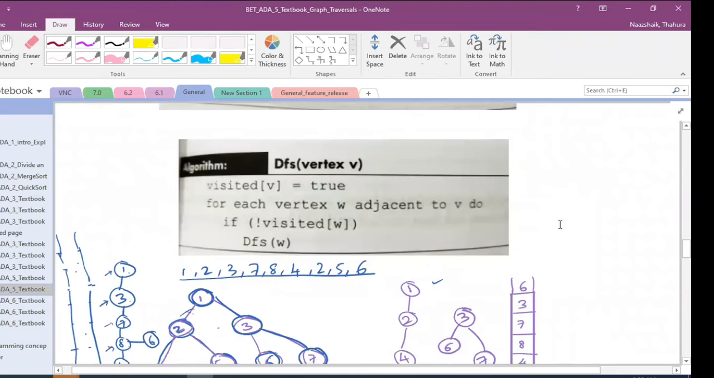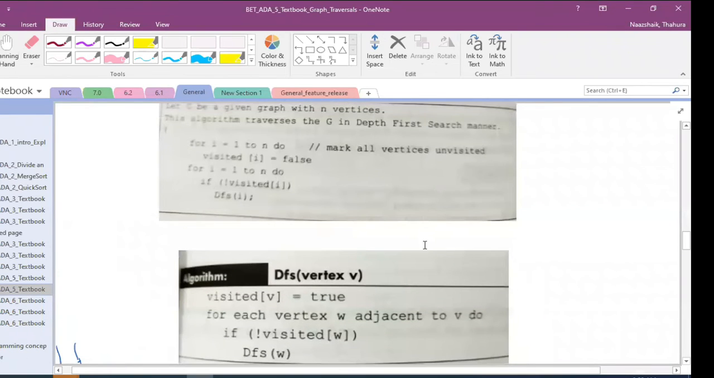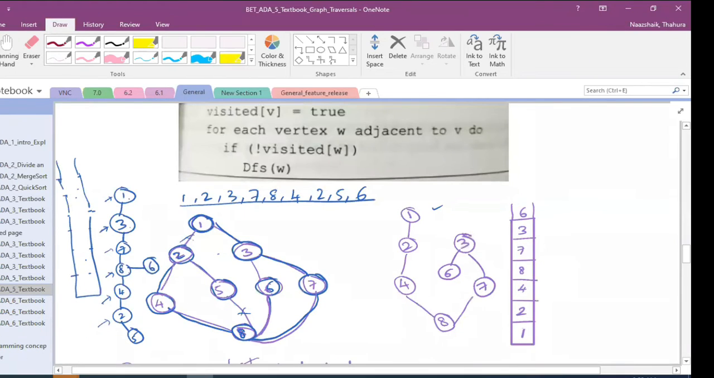Okay, we will come back and visit depth first search again, because your chapter 6, which we are going to start today, is all about depth first search. So this part we will be doing with more examples.